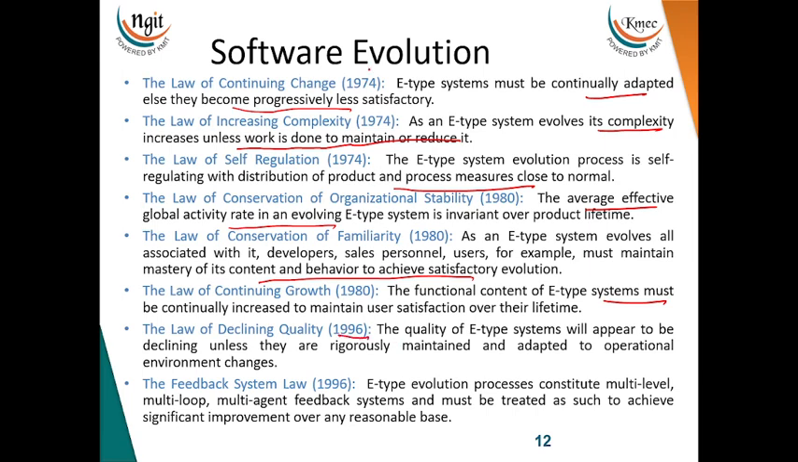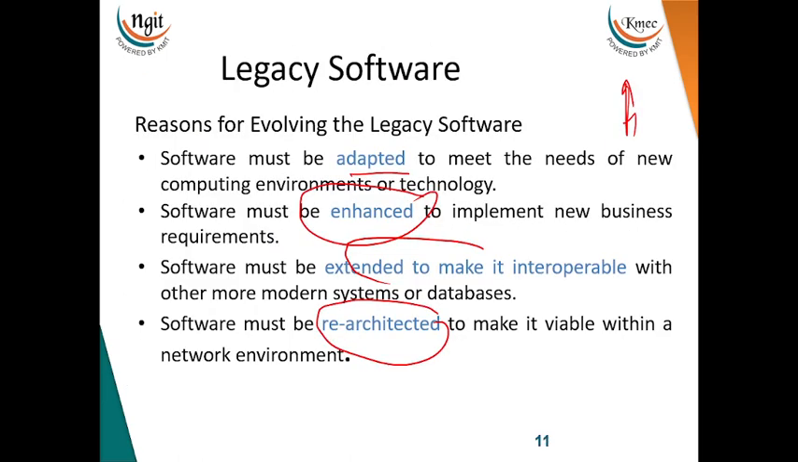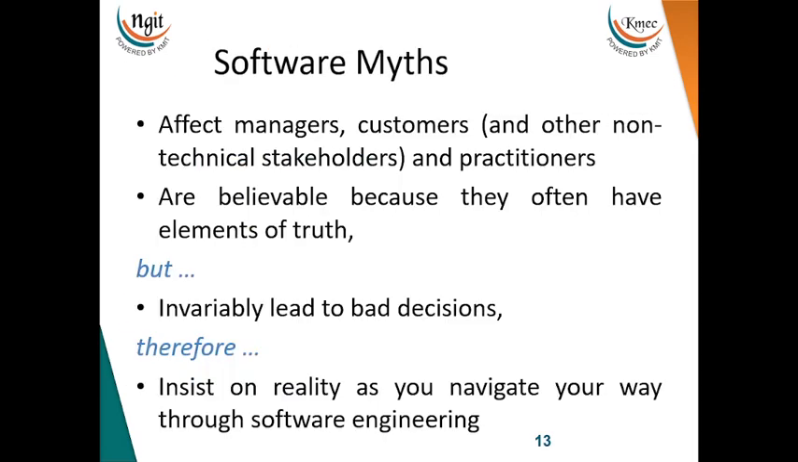You see the year 1974, 1975, 1974 again, then 1980, 1990, and 1996 came. Then feedback: whatever you are using, you have to give feedback. That came in 1996. These are the software evolution rules which were there. So the first law was published in 1974, the changing laws and everything. Then legacy software, I have already seen this one. Sorry. Then software myths. What do you mean by that?